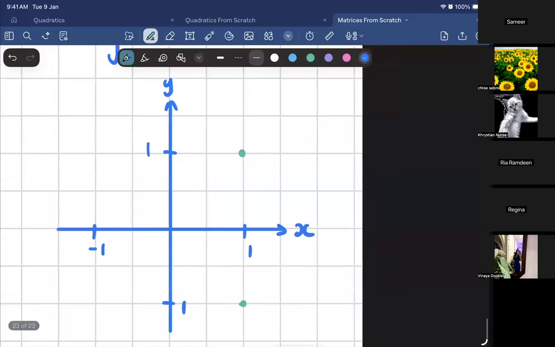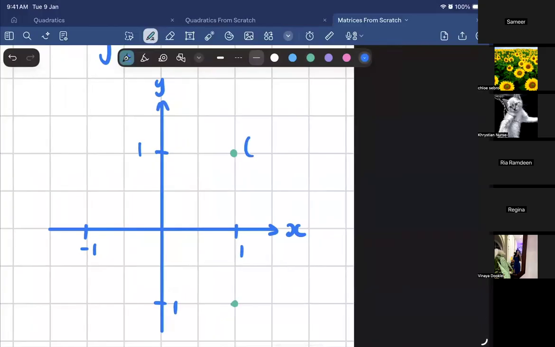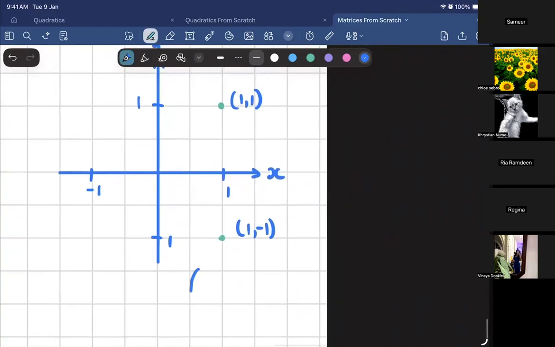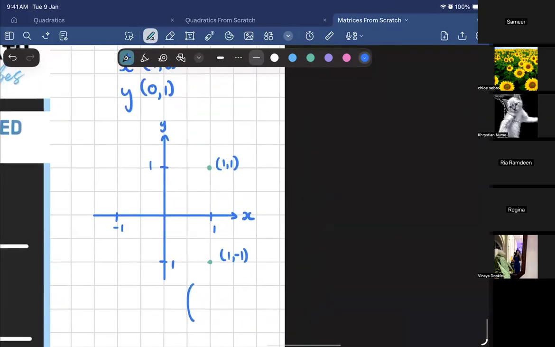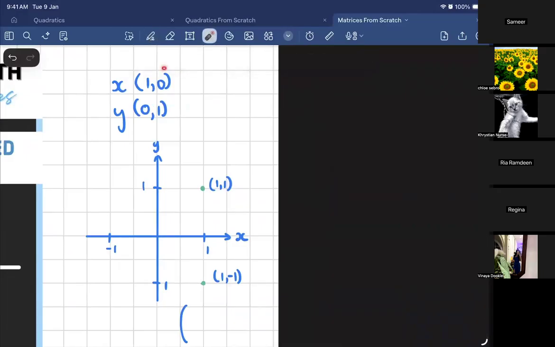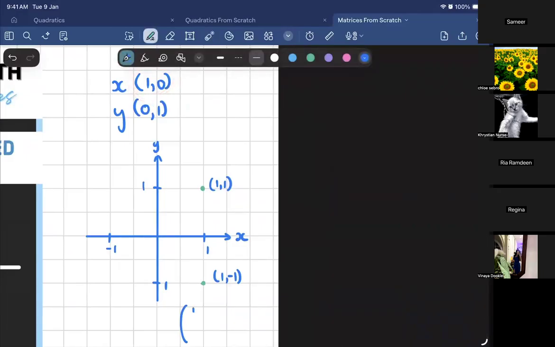All right, so Nikolai, this point here is what? 1, 1. Okay, what's this point? 1, minus 1. So Nikolai, did the x value change? No, sir. So that wouldn't change, right? So what do we use to represent the x value? 1, 0. So I'm going to write 1, 0.